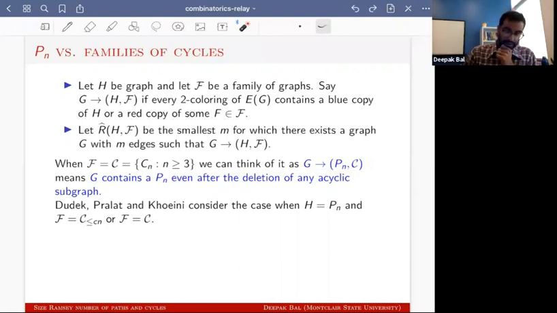Then you want G to have the smallest number of edges possible with that property, the sparsest graph which can still contain a long path after the deletion of any forest. So Dudek, Prałat, and Koini considered this when H is P_n and F is either the family of all cycles, as I was mentioning, or the family of cycles of length less than Cn.